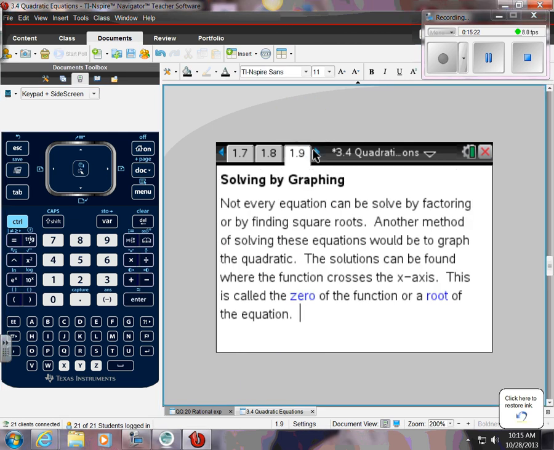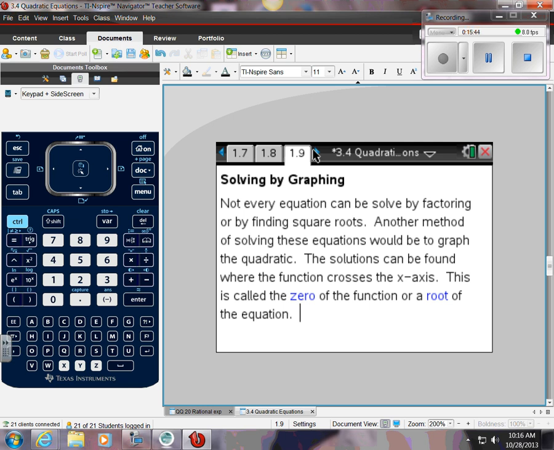Okay, so how do we solve these by graphing? So not every equation can be solved by factoring. Sometimes they're just too ugly, they're not factorable. There are other methods, but we're only going to focus on graphing for today, okay? So another method of solving these is to graph the quadratic. The solutions can be found where the function crosses the x-axis, okay?